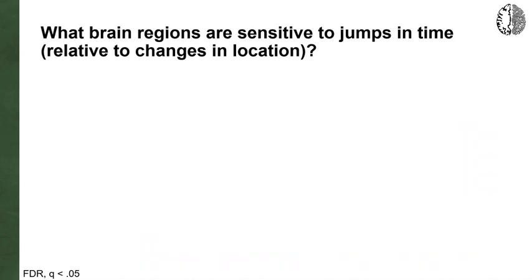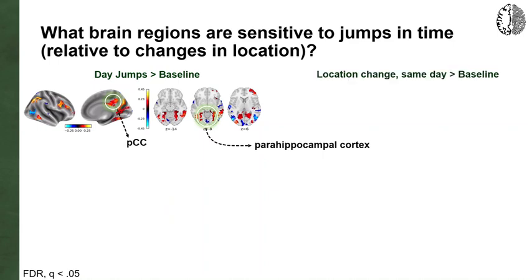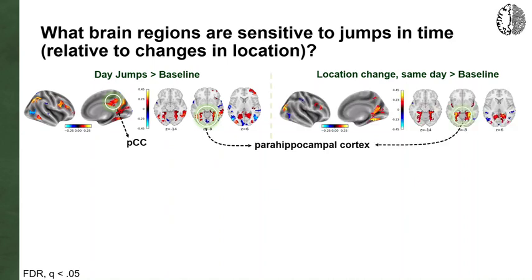And the first thing we wanted to look at was regions that are sensitive to jumps in time compared to baseline. Right away, we're seeing sensitivity in the posterior cingulate, centered around that medial parietal cortex. We also see parahippocampal activity associated with these jumps in time. We also looked at the location changes compared to baseline, and again we see parahippocampal sensitivity to those changes in location.